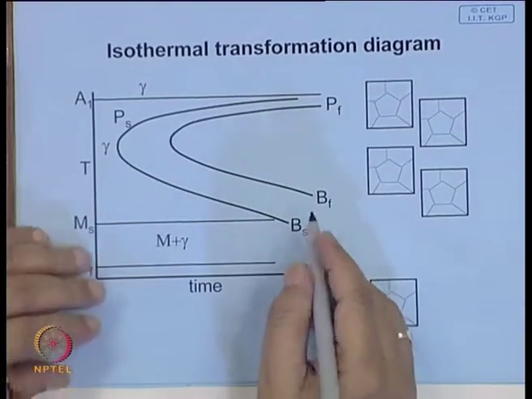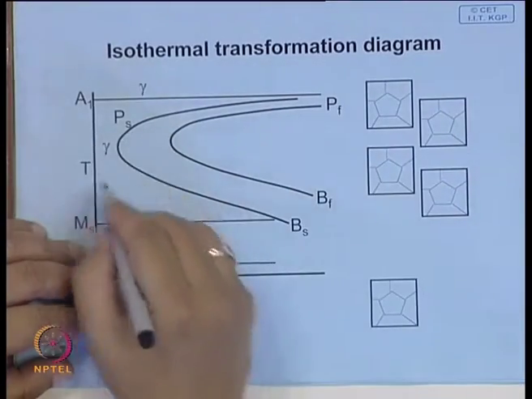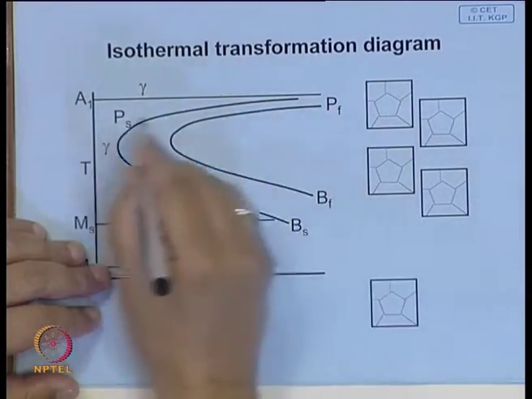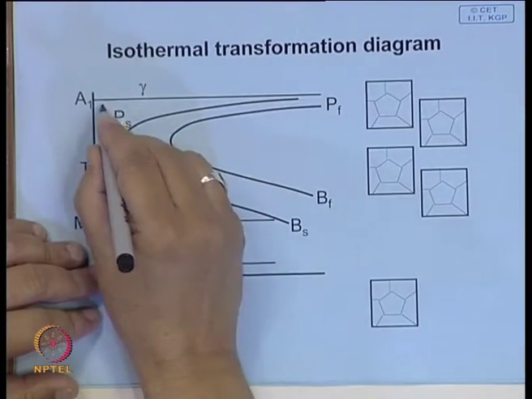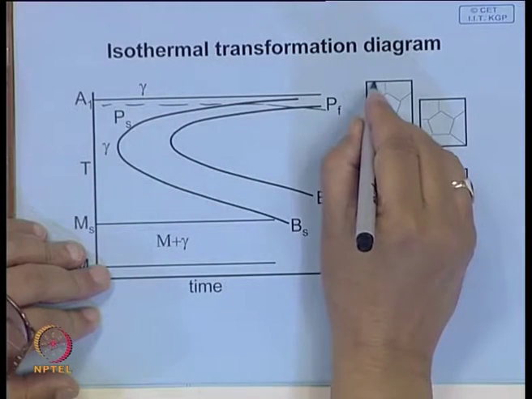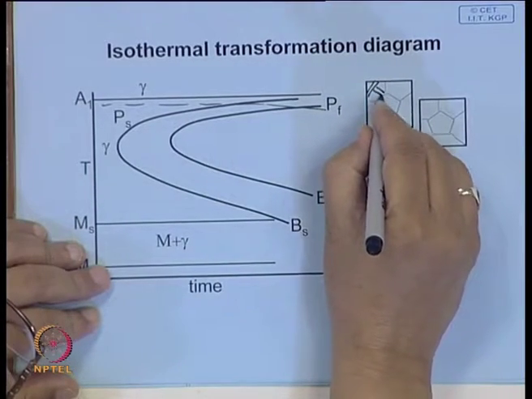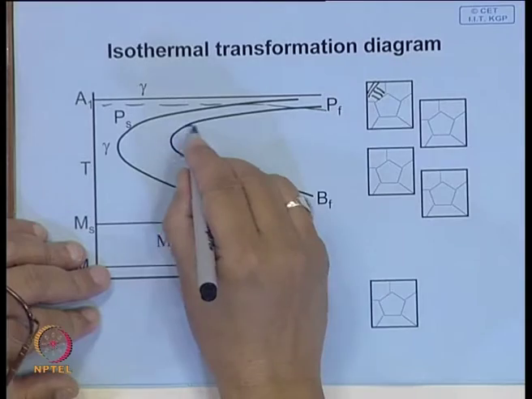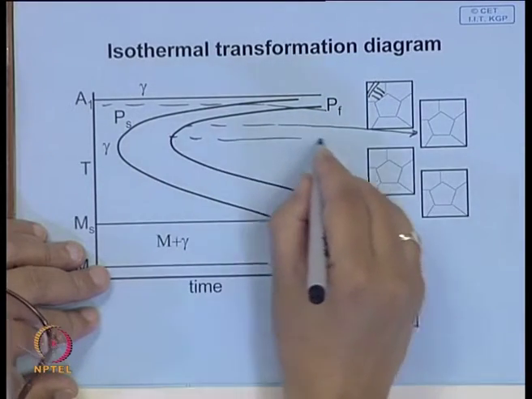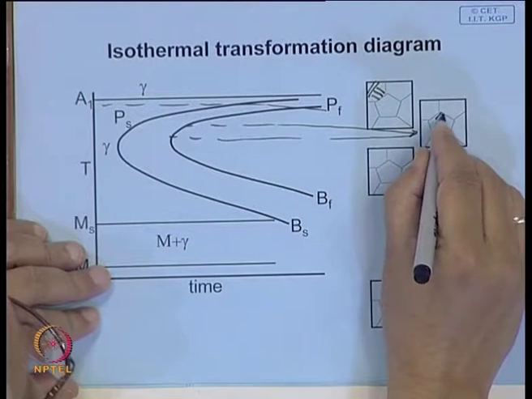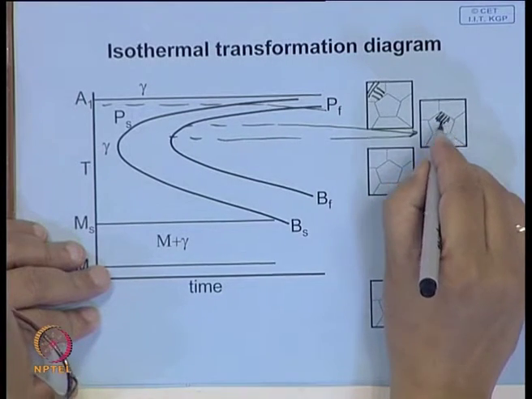Now, we in fact have talked about this transformation diagram. Depending on the isothermal transformation, if you are transforming somewhere here, you get coarse pearlite structure. If you are having a transformation somewhere here or somewhere near the nose, you have very fine pearlite.